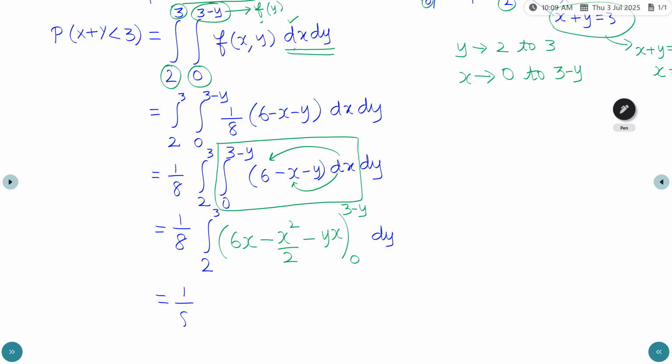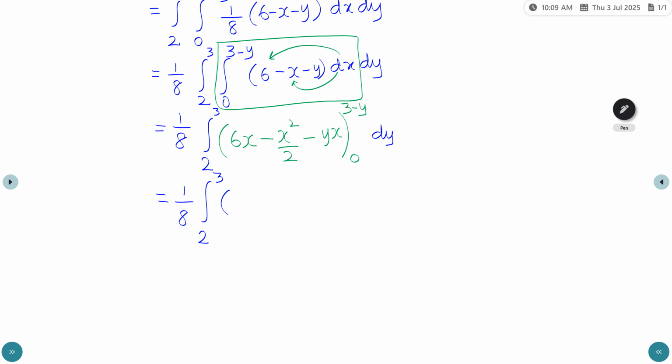So 1 by 8, 2 to 3. In the last case we integrate the term with respect to x. So in the place of x we need to substitute the upper and lower limit values. So 6 into 3 minus y; the lower limit value 0 we can omit. Minus y times x squared, 3 minus y whole squared by 2, minus 0 squared, so we can omit.